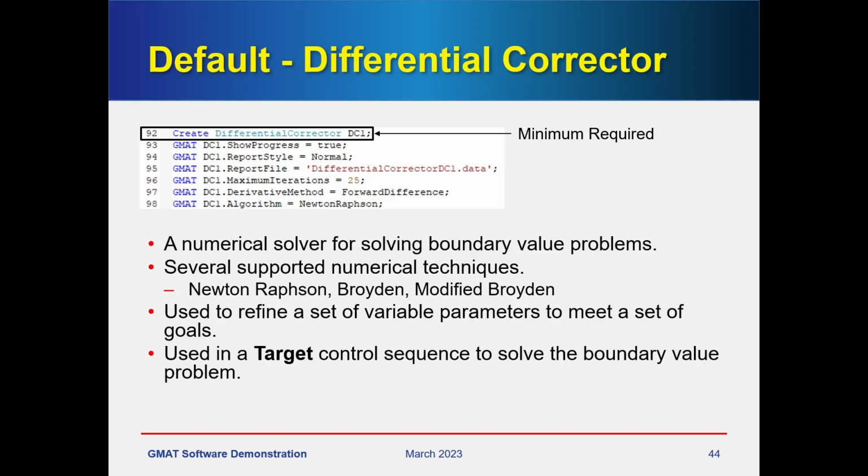GMAT uses the differential corrector to solve a target control sequence. The minimum we need to do is create the resource, like in line 92. We can change which numerical technique we use by changing the algorithm field. We can also adjust whether to use a forward, backward, or central differencing method. Depending on your problem and the initial guess, adjusting these settings may help provide better stability or reduce the number of iterations needed to solve.